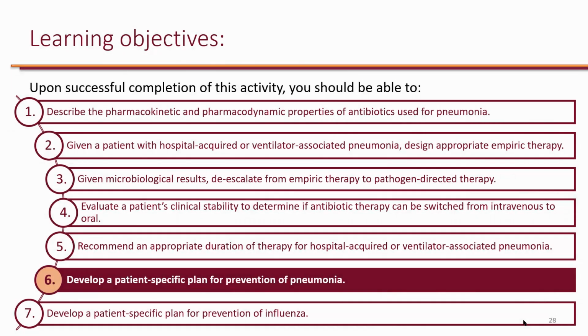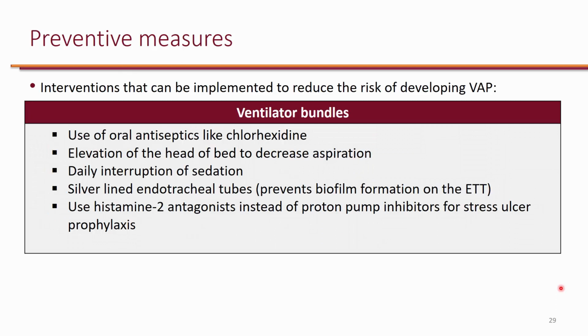We have discussed different types of pneumonia, how to empirically treat pneumonia, how to de-escalate to narrow definitive therapy. Now, let's develop a patient-specific plan for prevention of pneumonia. Remember that VAP is the most severe type of pneumonia with mortality rates as high as 30%.